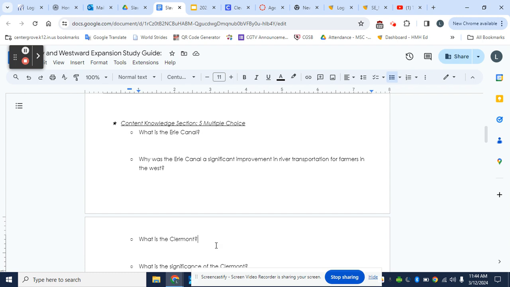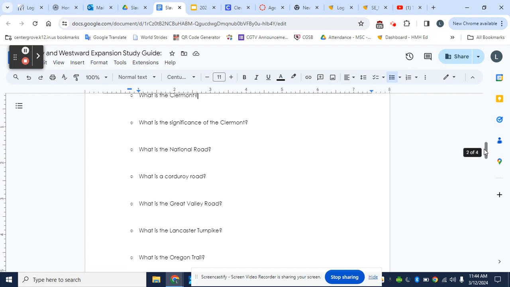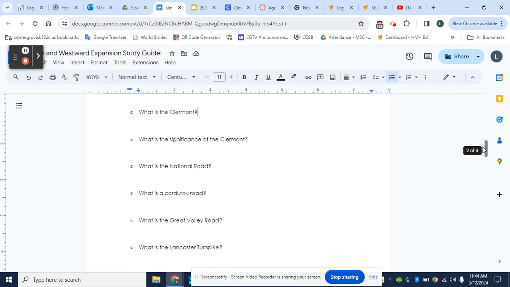All right, now what is the Claremont? The Claremont was a steamship that was developed by Robert Fulton, who was an inventor during the time. And the Claremont specifically became the first full-size U.S. commercial steamboat. So what that means is that the Claremont was kind of the first time that the United States was transporting individuals and goods all on the same ship. And it was the first full-size one to run a successful trip across a body of water.